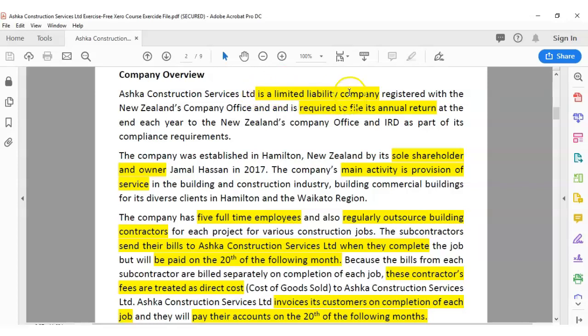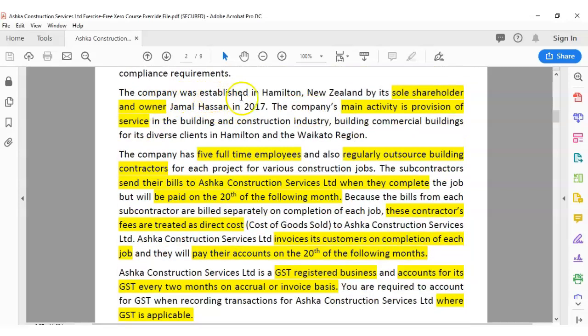It's a limited liability company. So we need to tell Xero that the structure of the business is going to be a limited liability company, and it will have an annual return requirement for filing with the Companies Office and the IRD at the end of the financial year. The company was established in Hamilton, New Zealand by its sole shareholder and owner Jamal Hassan in 2017. In order to form a company in New Zealand, you need at least one shareholder and one owner. Shareholder and owner could be different people or could be the same person. In this case, Jamal Hassan is both the sole shareholder and the owner of the business.